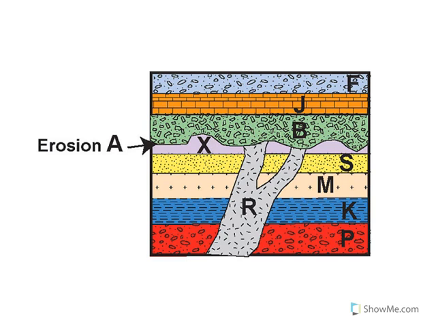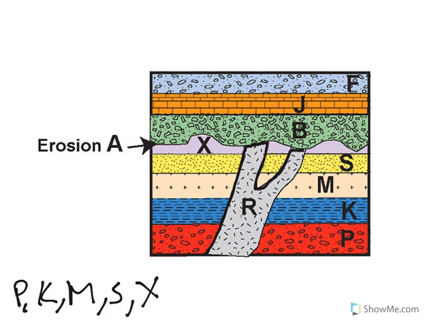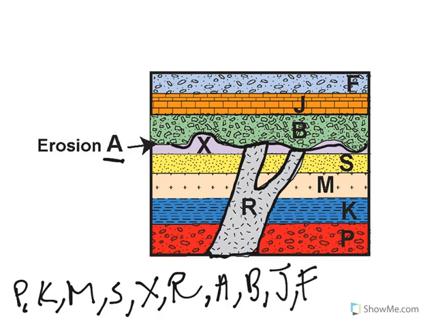This example, so many of us struggled with this yesterday, which is fine because this is very new. P is the oldest, followed by K, followed by M, followed by S, followed by X. Now I'm going to stop there because X is the last layer that R intrudes into. So R has to come after X because it intrudes into that layer. R, however, does not touch the erosion of A, right? It doesn't touch this line here. It also doesn't touch B, J, or F. So those would follow, right?